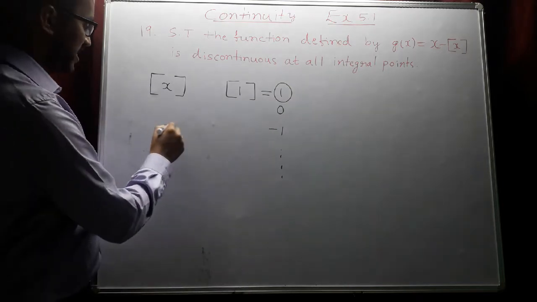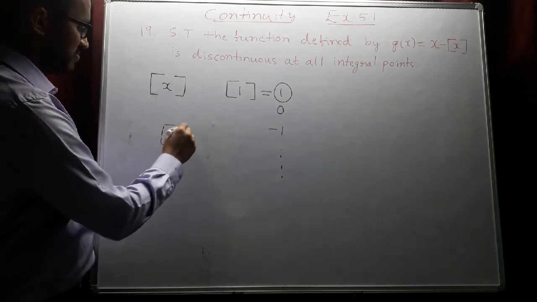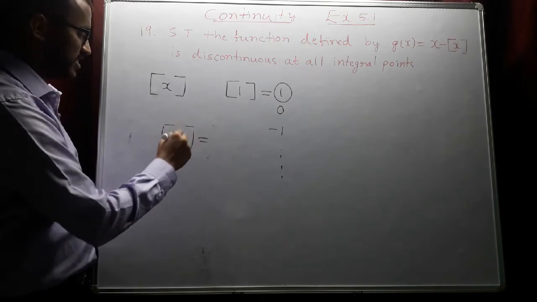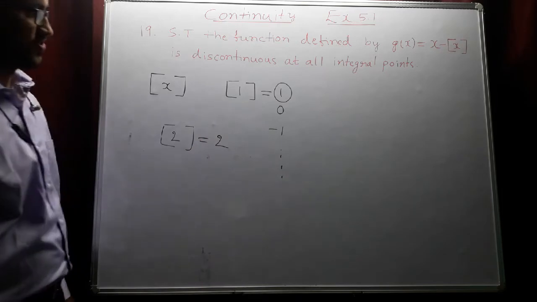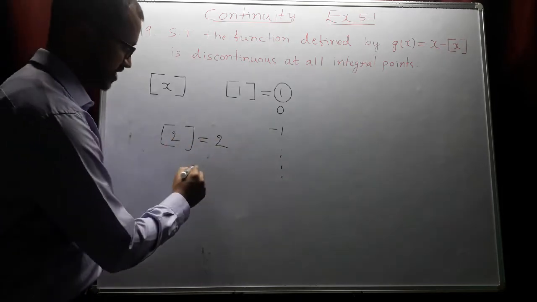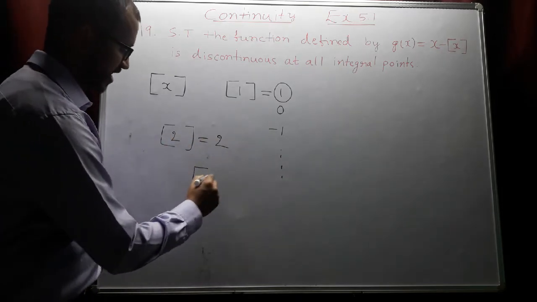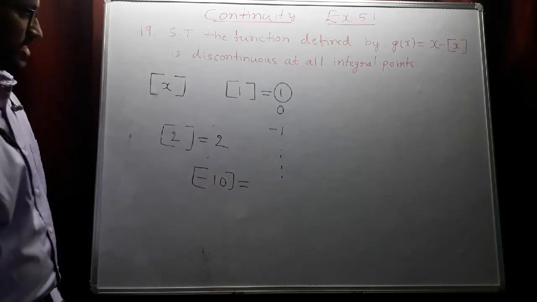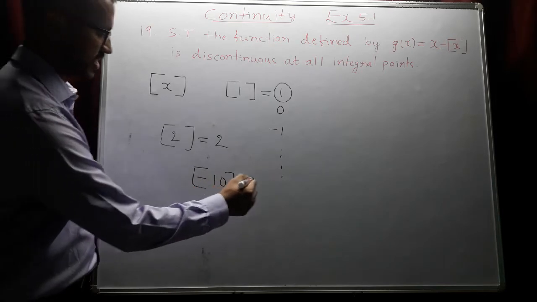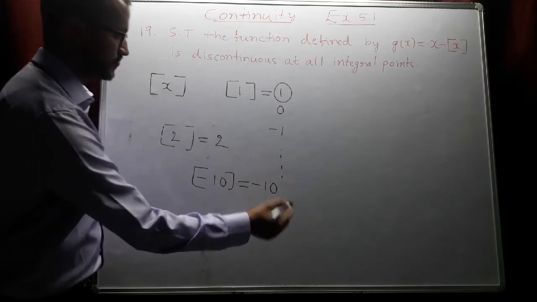Similarly, if you consider any integer, it may be 2, what happens? The greatest integer less than or equal to 2 is 2. If you take any integer, it may be positive or negative. So minus 10 means what are we getting? The greatest integer less than or equal to minus 10 is minus 10.